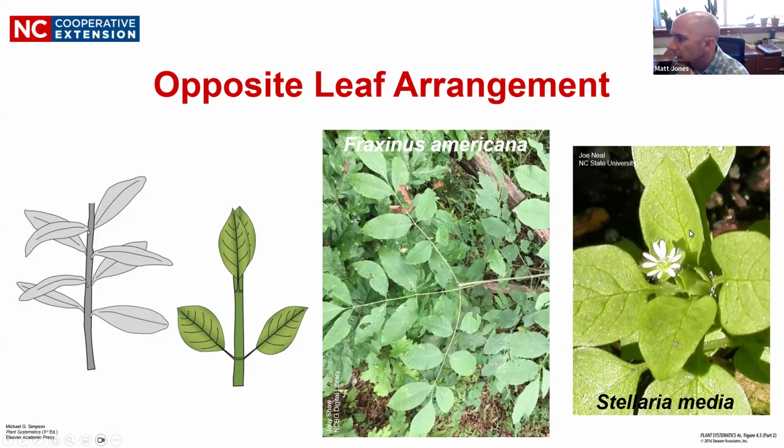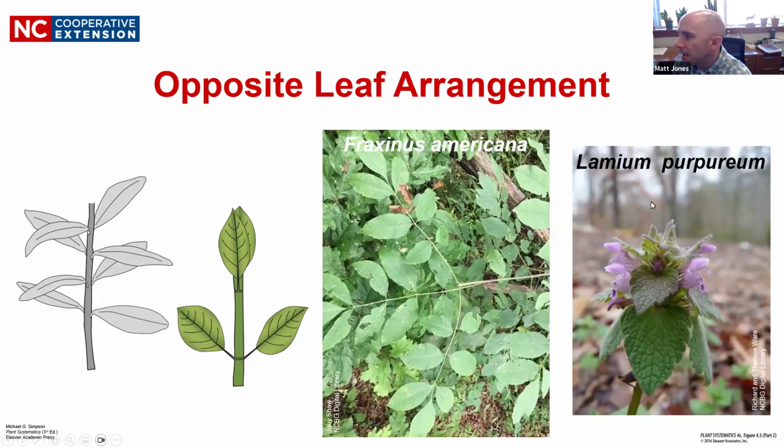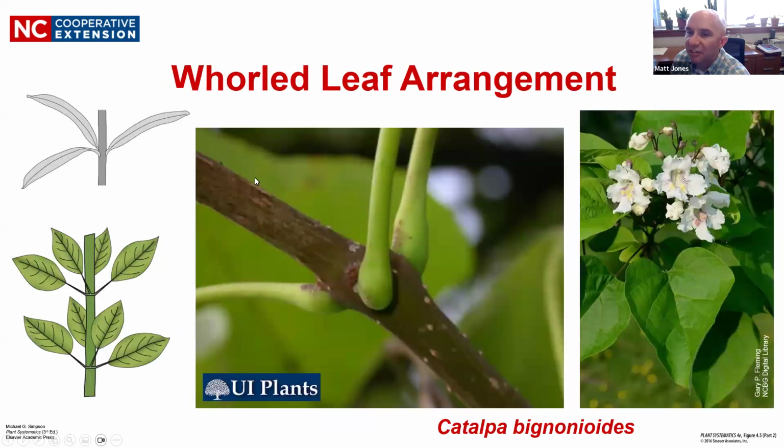Here is chickweed. Again, you can really distinctly see the pair of leaves at 90 degrees from the pair of leaves below it. Another common one would be Lamium species, henbit and purple dead nettle. In the mint family, many plants have this decussate opposite arrangement. Whorled leaves, not very common, but a local one that does it is catalpa, Bignonioides, also called catalpa.